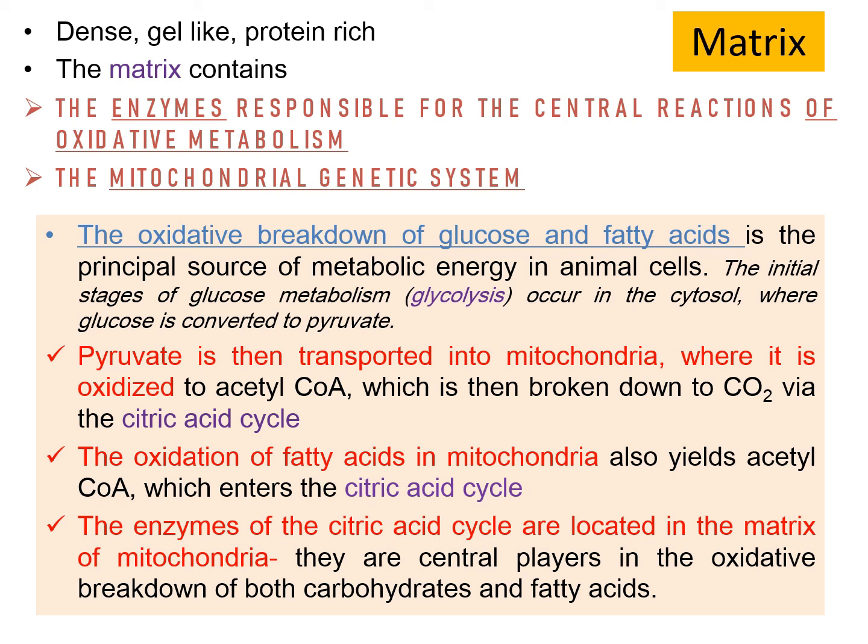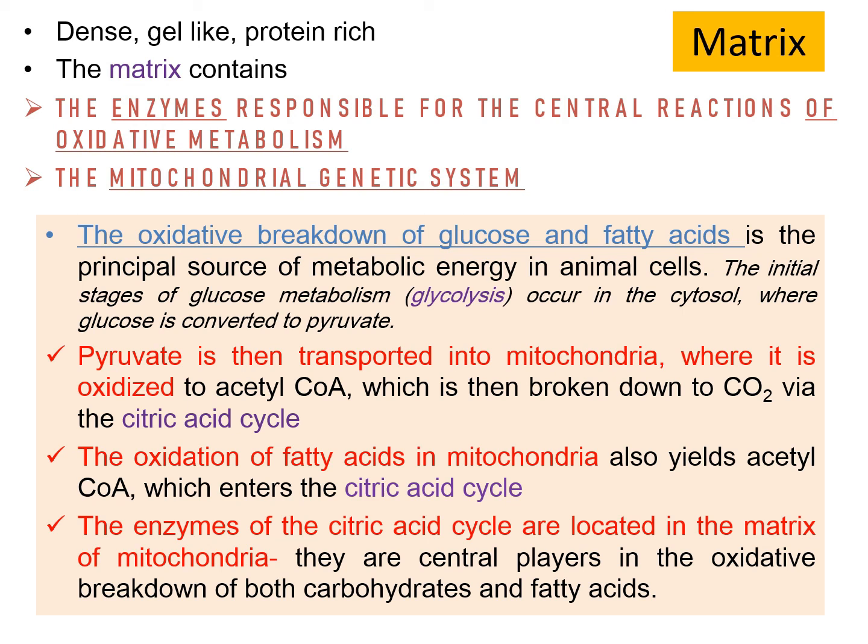This pyruvate is then transported to the mitochondria, where it enters into a cycle of reactions which is called the Krebs cycle or citric acid cycle. Before that, this pyruvic acid is converted to acetyl coenzyme A by an oxidation reaction. And this pyruvic acid, once oxidized to acetyl coenzyme A, will enter into the Krebs cycle.